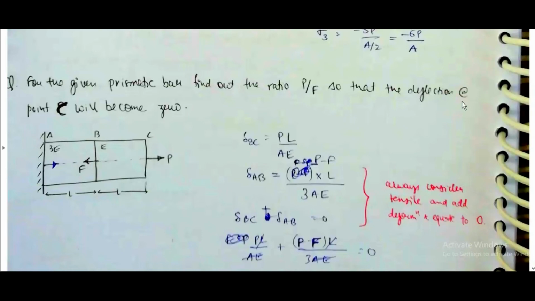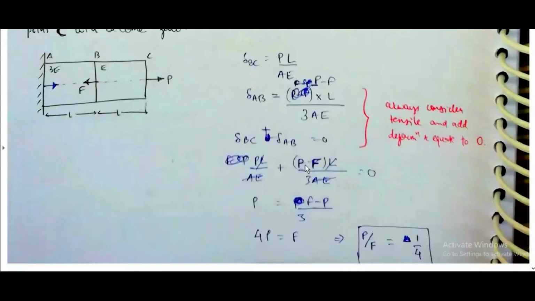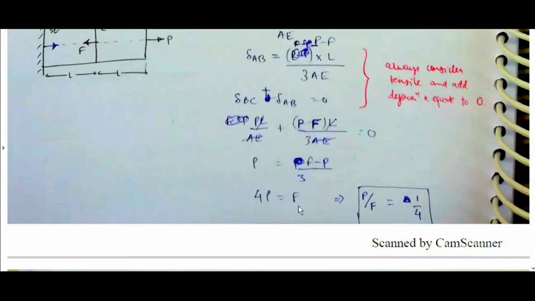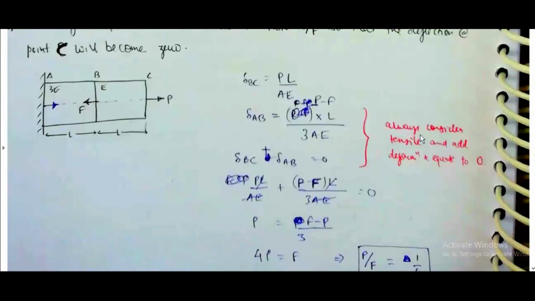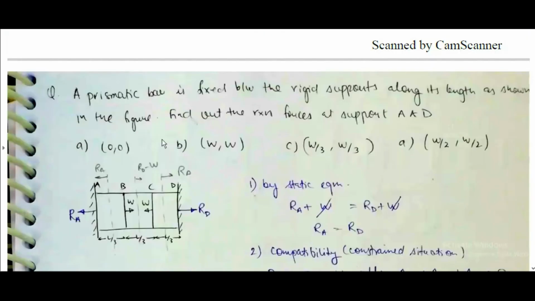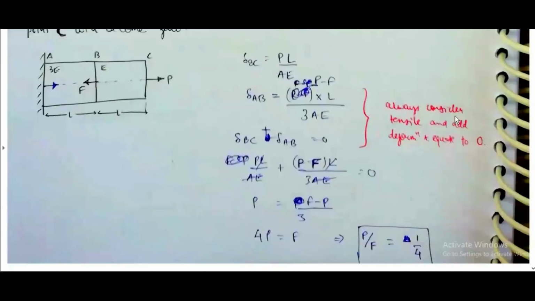The condition is that the deflection at point C should be 0. So delta BC plus delta AB is equal to 0. PL by AE plus P minus F into L by 3AE equal to 0. Then 4P is equal to F. P by F is equal to 1 by 4. Always consider tensile and add deformation equal to 0.